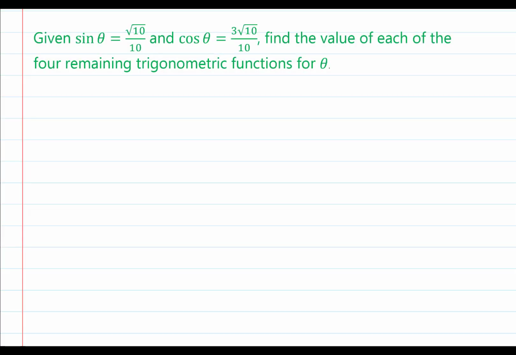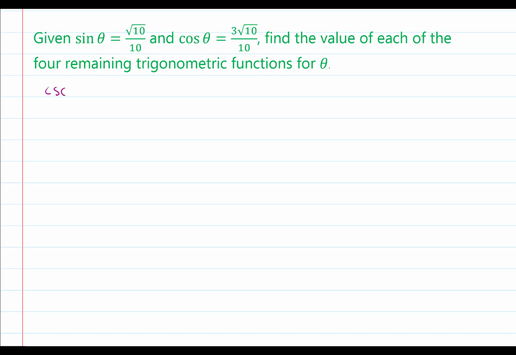We will now use those identities to solve this problem. It says given sine of angle theta is equal to square root of 10 over 10 and cosine of angle theta is equal to 3 times the square root of 10 over 10, find the value of each of the 4 remaining trigonometric functions for angle theta. So let's start with cosecant.